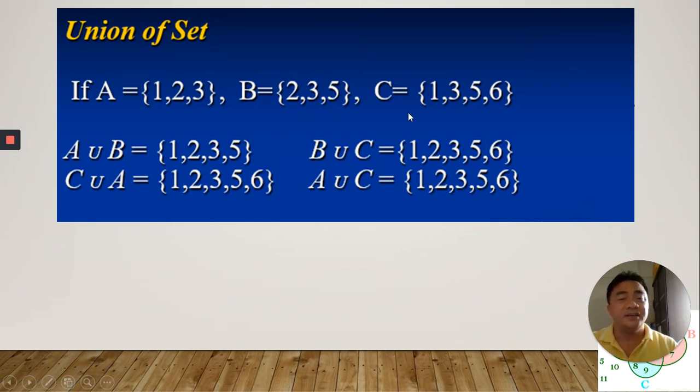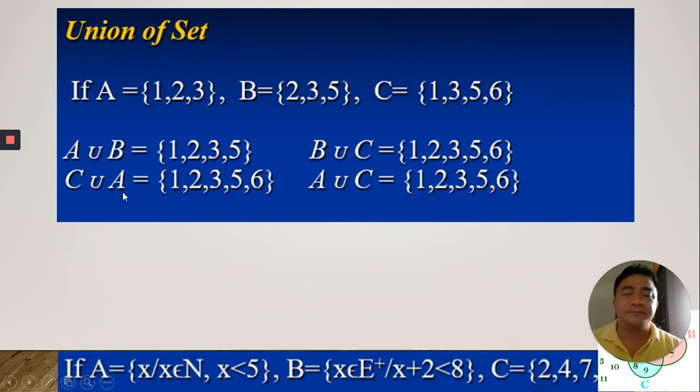Okay, it's easy. For the second one, C union A: 1, 2, 3, 5, 6. So just combine. You see, we did not write the 3 twice, which is in common. Just write it once. B union C, we have 1, 2, 3, 5, 6. And A union C is the same as this. Okay, it's very easy for the union.